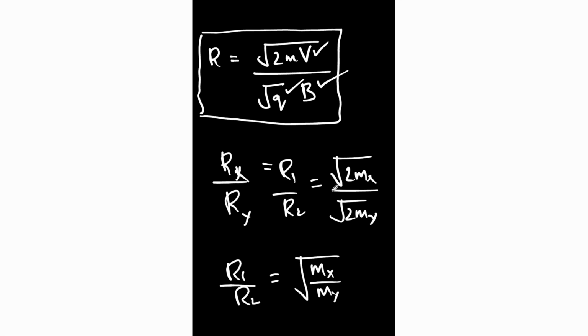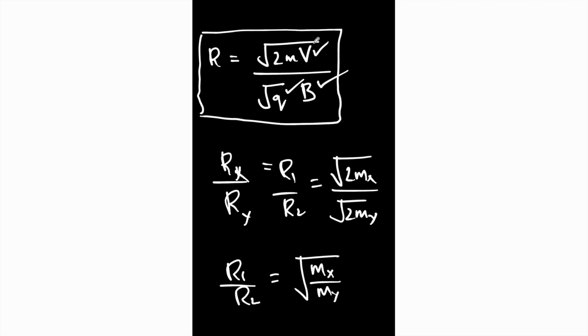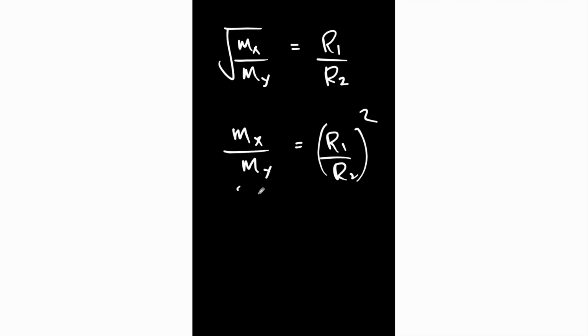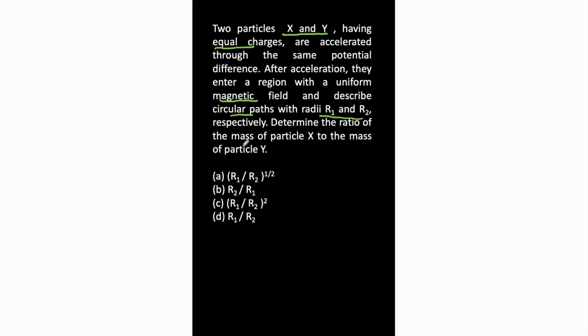The question is to determine the ratio of masses, right? So square root of mx by my gives r1 by r2. So mx by my must be equal to r1 by r2 the whole square. So let's see the options we have. r1 by r2 the whole square. So determine the ratio of mass of particle x to the mass of particle y. So it must be answer C. Thank you.